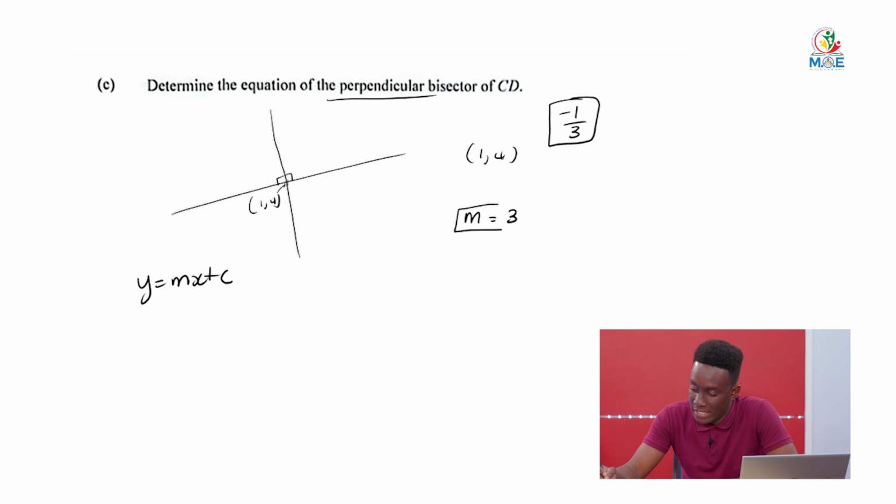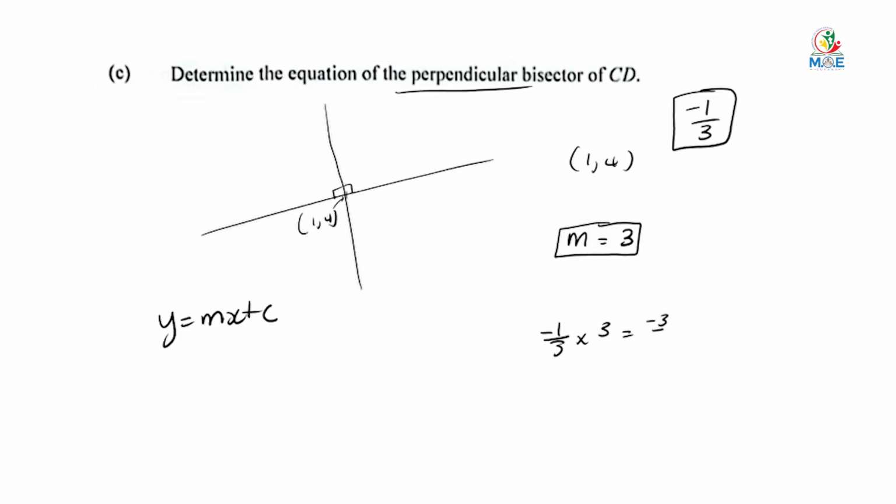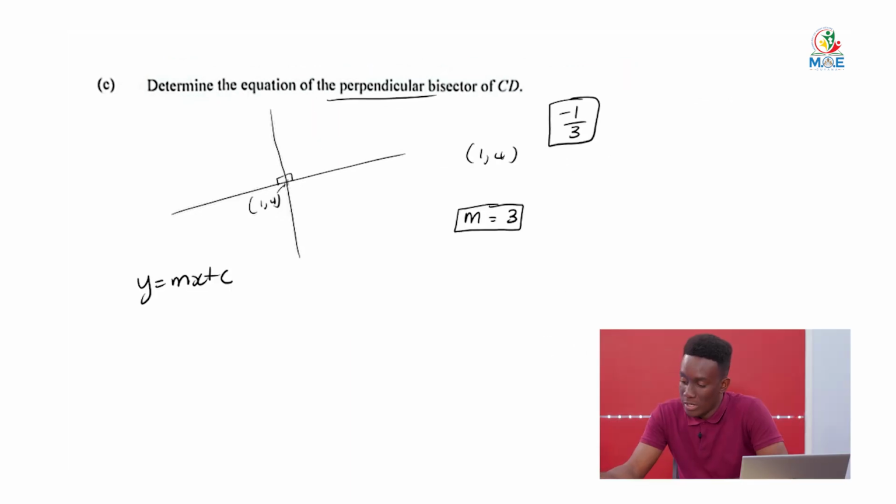So the gradient of the line that we're interested in is +3, because if we multiply -1/3 by +3, we'll end up with -3/3, which will equal -1. As long as the product of two perpendicular gradients is -1. So in simpler words, we just find the negative reciprocal of the other line. And by reciprocal, we mean we just flip it and we flip the sign. So the gradient of the line we're interested in is -3.